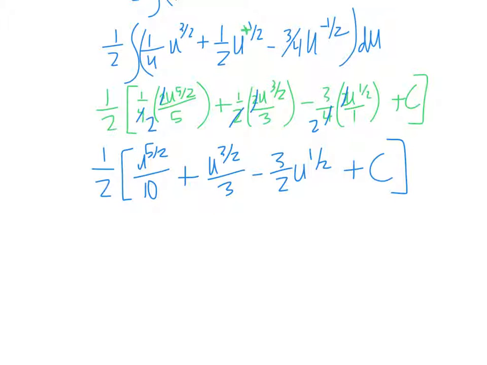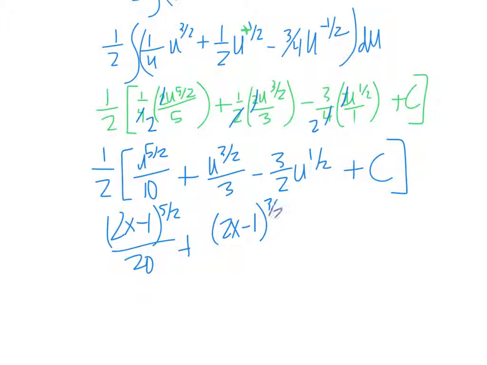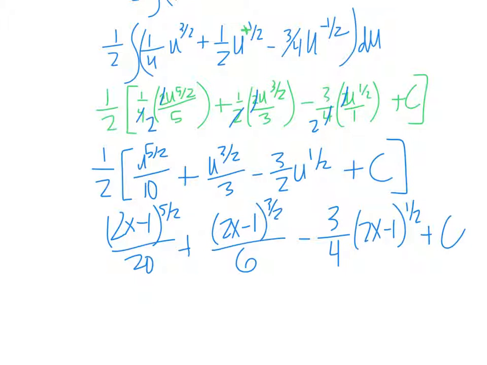Okay, I'm also going to go ahead and plug in what my u was. So my u is 2x minus 1. So I have 2x minus 1 to the 5 halves over 20 plus 2x minus 1 to the 3 halves over 6 minus 3/4 times 2x minus 1 to the half plus C. Your book definitely has a different answer than this, but I think it's just because they factored some things out to try to make it prettier. But I'm pretty sure that this should still be the right answer.